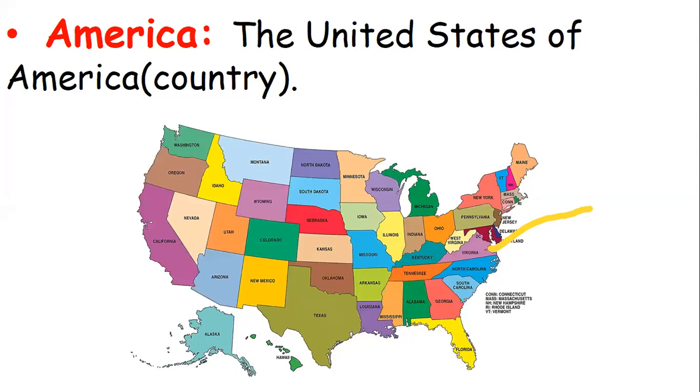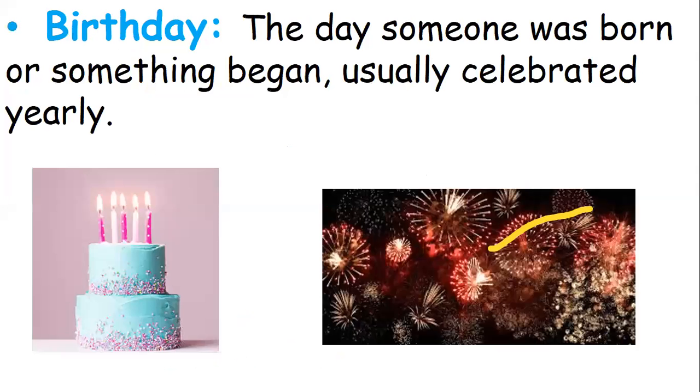The first vocab we have is America. What's the meaning of America? America is the United States of America. It is a country. Birthday. What's the meaning of birthday? The day someone was born or something began, usually celebrated yearly. Okay? This is the birthday.